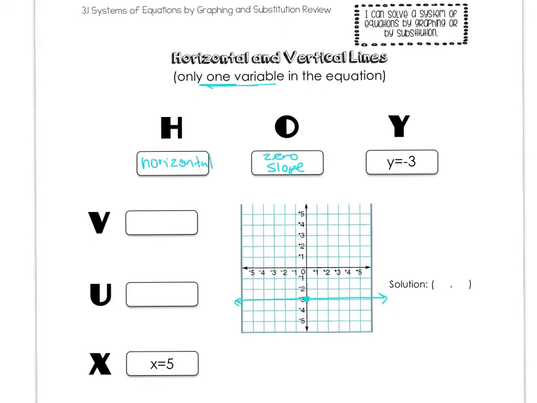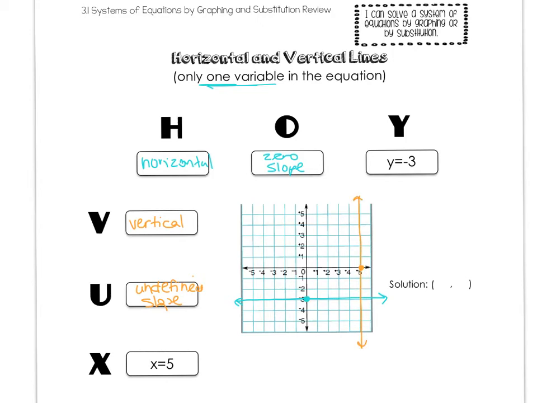Okay, so vertical is called undefined slope. And that is an x equals. It doesn't have a y in the equation, it's x equals. So in this case, x equals 5. So we put a dot on the x at 5, and you draw the line that crosses it.